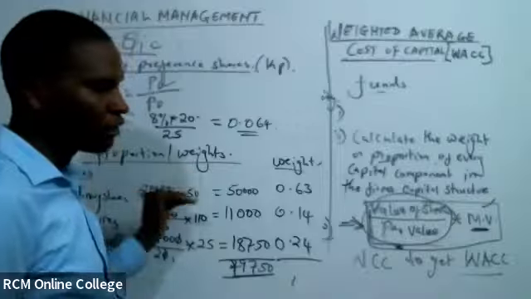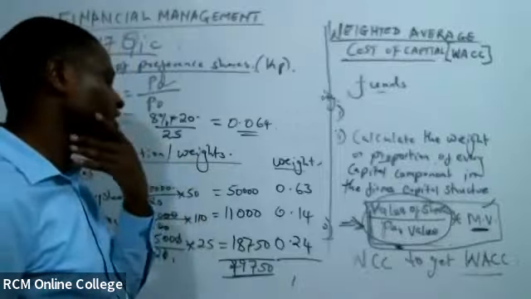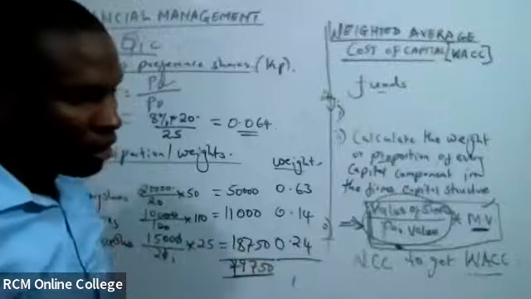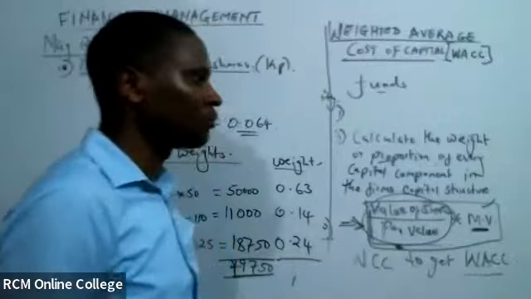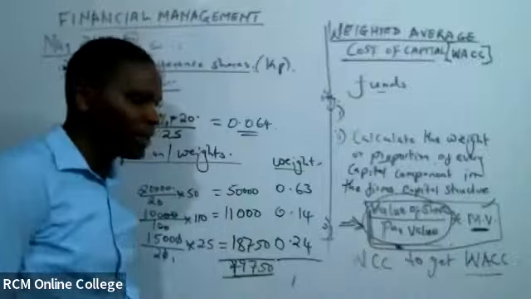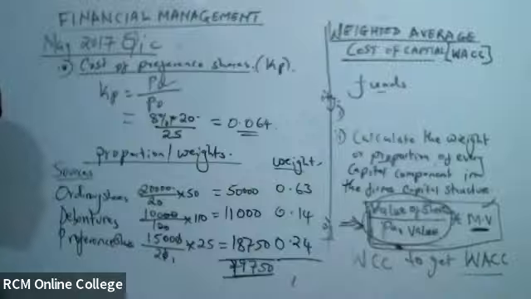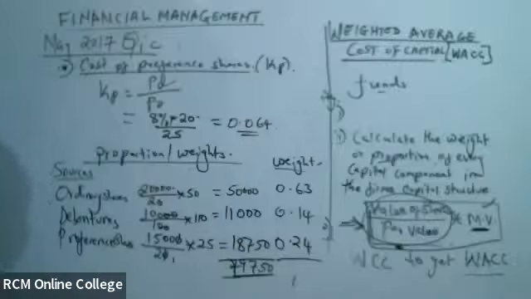63% of the capital structure of this company was from ordinary share, 14% was from debenture and 24% was from the preference shareholders. Are we together, Lily? Are we getting the proportion? Kwa pamoja hadi hapo of getting the proportion. Hapo kwa proportion tuko pamoja.